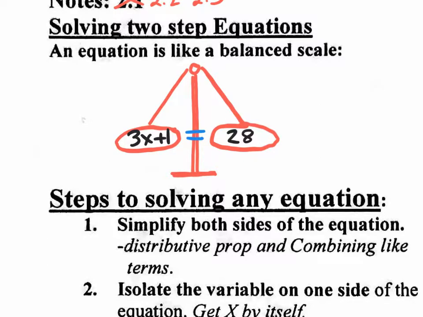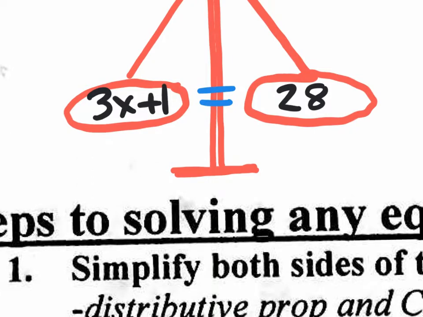Now, we have to remember the goal of solving equations. What's the goal? To get the x by itself on one side, right? We want x equals something. We don't want 3x plus 1 equals something. We don't even want 3x equals something. You just want x by itself. And how do you get rid of something? You do the opposite, the inverse operation. So if we were to look at this scale right here, what would be the first thing to do to get the x by itself? What would I do first?